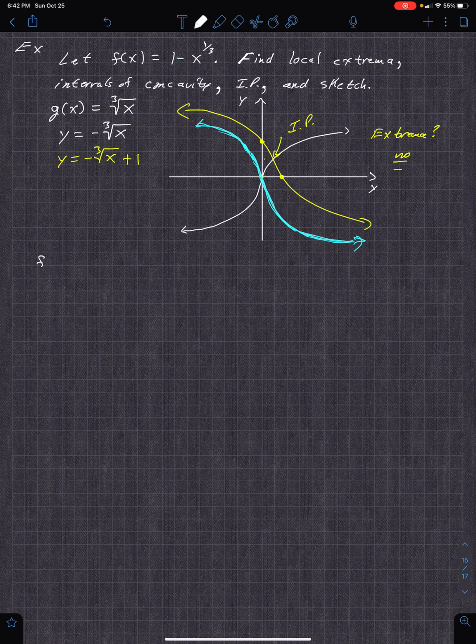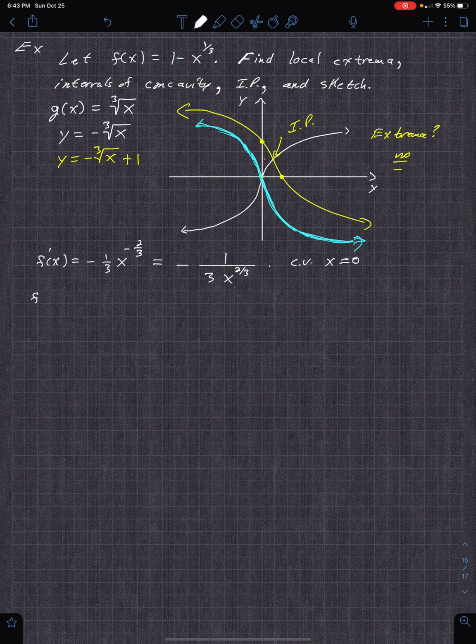So f prime of x is equal to negative 1/3 x, and then you subtract 1, right? So it's x to the negative 2/3. Okay, and then you may want to write that by taking away the negative exponent, because we want to know that that's what you get. You get a 3 down here, x to the 2/3. So our only critical value is 0. The derivative is undefined at 0, so it's just 0.